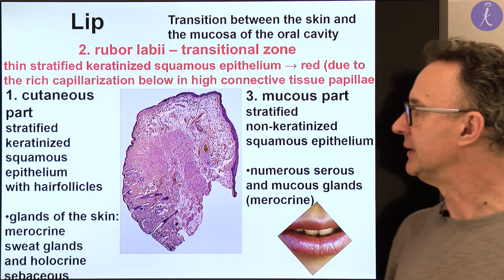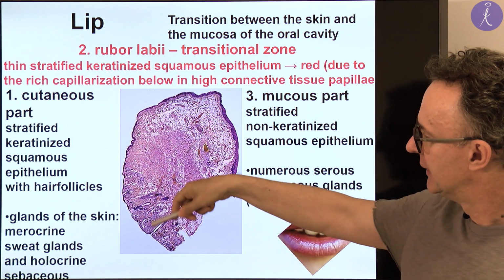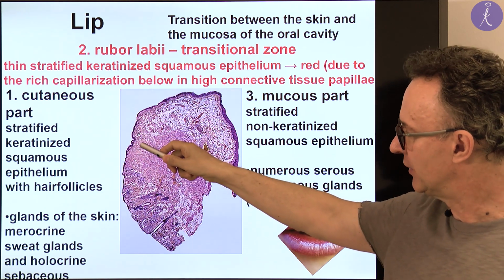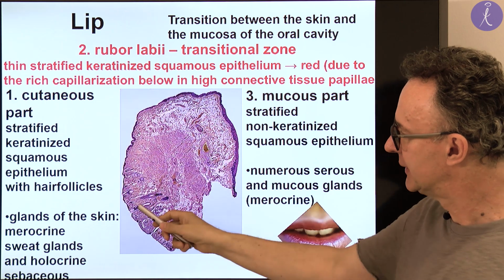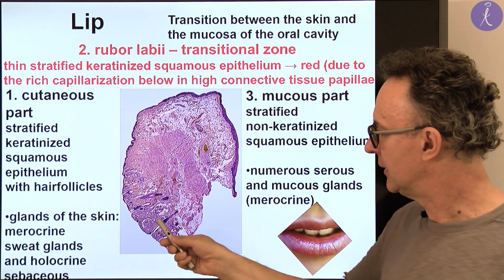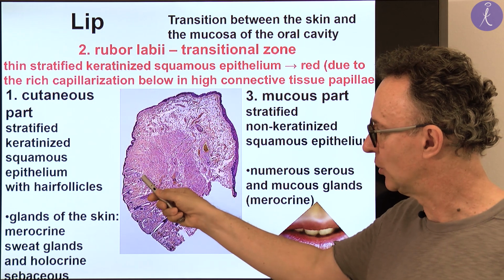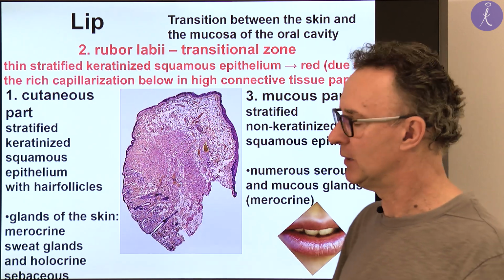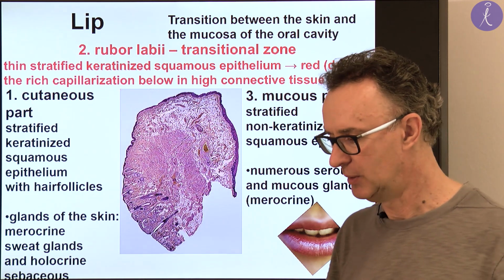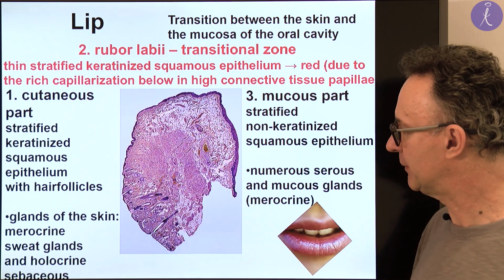Now, the first slide is about the lip. The outer surface of the lip is called cutaneous part, where we have stratified keratinized squamous epithelium with the regular, skin-like appearance. We may see hair follicles and associated glands. With this magnification, it's hard to see, but we see sebaceous glands. These are holocrine glands. And we see also sweat glands with merocrine secretion. The sweat glands have a special morphology, the coiled tubular glands, what we studied in the previous semester.